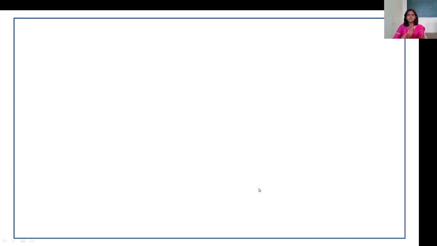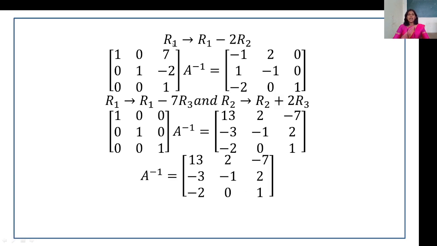Then next, R1 gives R1 minus 2R2. We apply the transformation R1 gives R1 minus 2R2. So there is a change in R1, and R2 and R3 are kept as they are. So here we will get R1 as 1 0 7 and here minus 1 2 0. Now there will be 1 automatically here, so we don't need to make this 1.